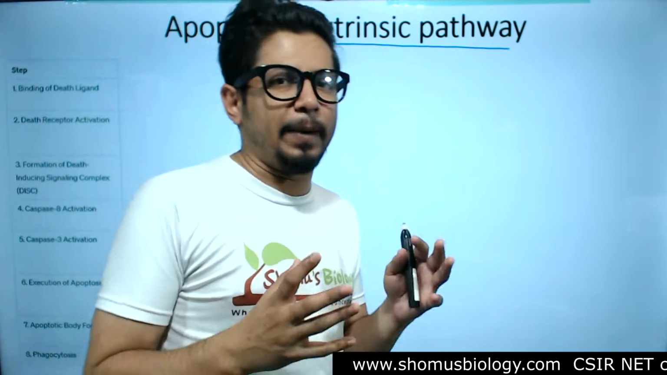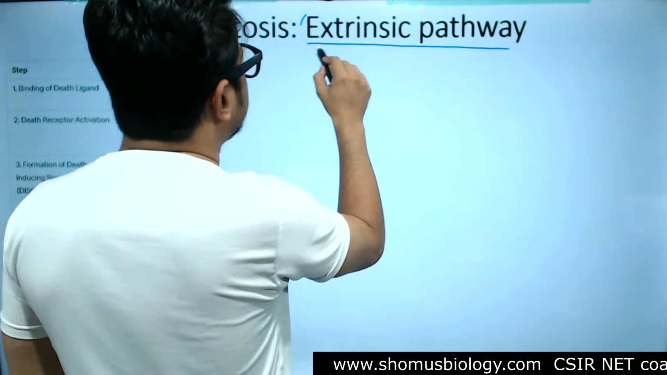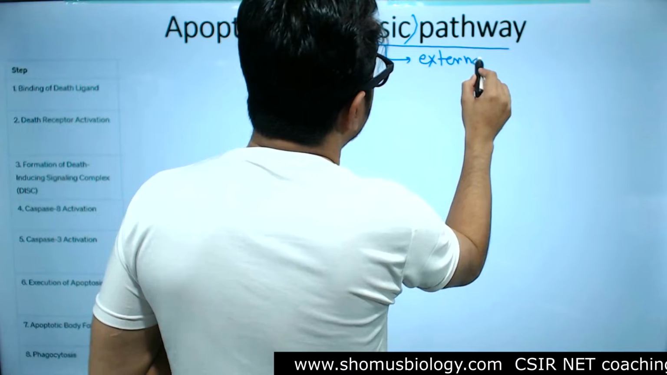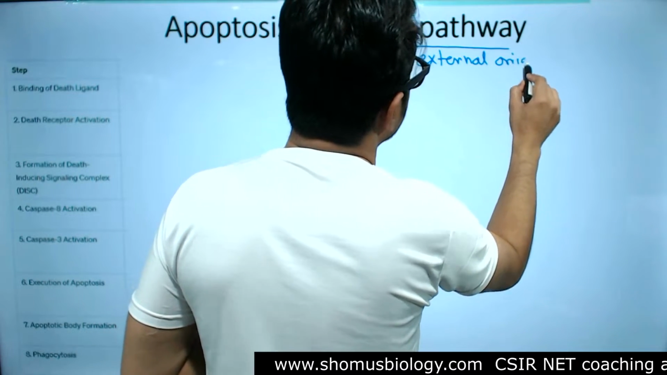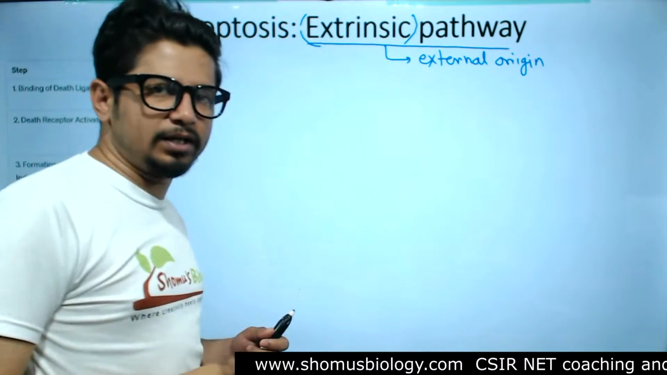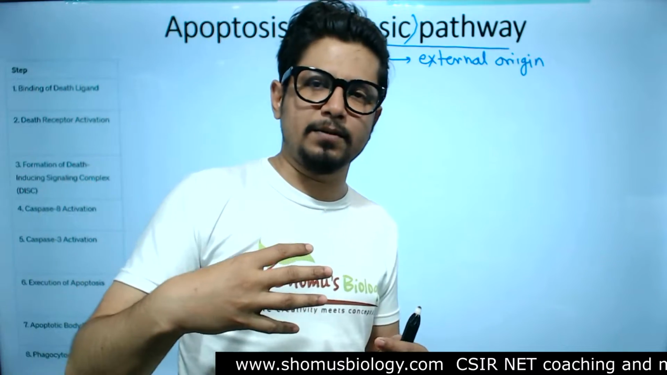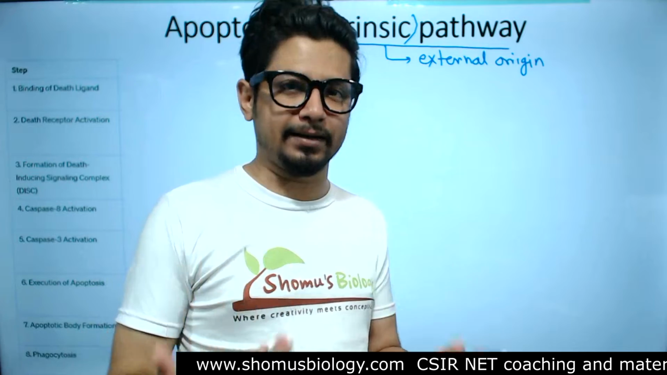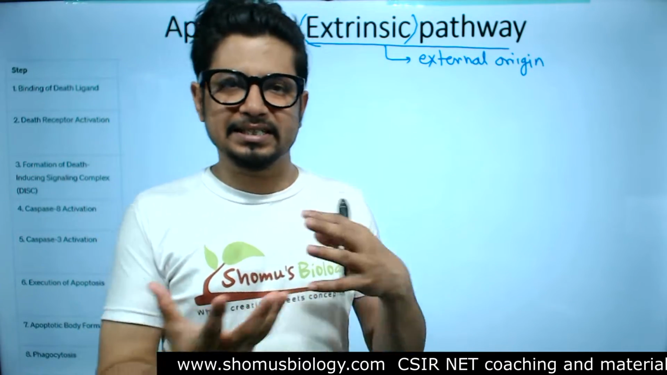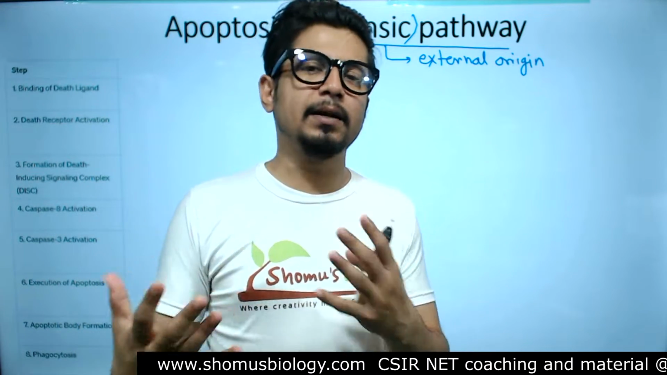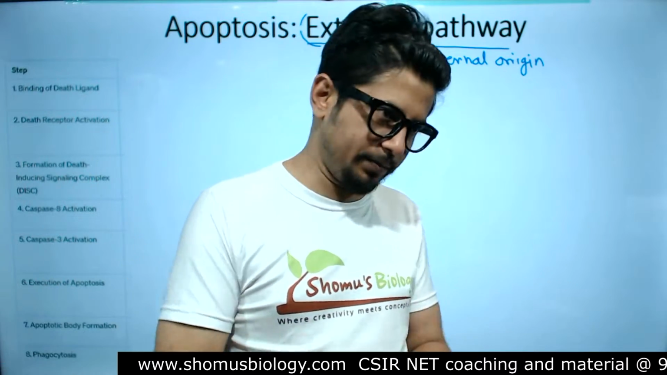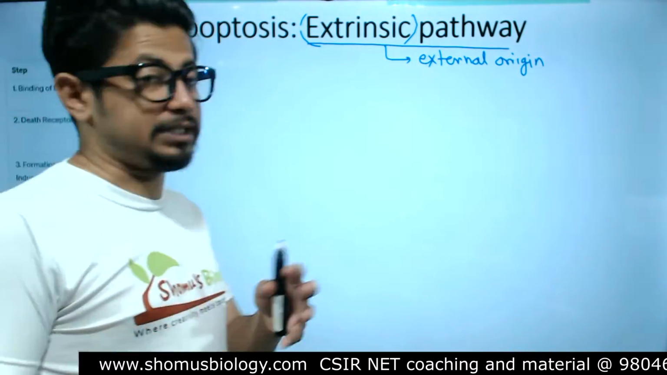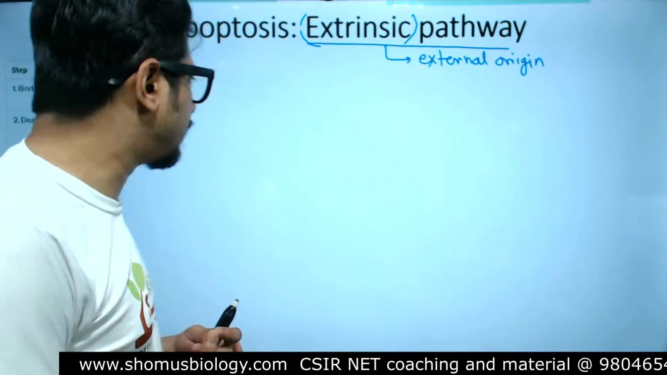So the extrinsic pathway of apoptosis: when we say extrinsic, it means external origin of apoptosis, right? So the origin is external, that means the signal that comes to kill the cell comes from outside of the cell, not inside of the cell. The signal may originate inside, known as the intrinsic pathway. The signal may come from outside, that is the extrinsic pathway. So in the extrinsic pathway, how is it done? Let us talk about that.